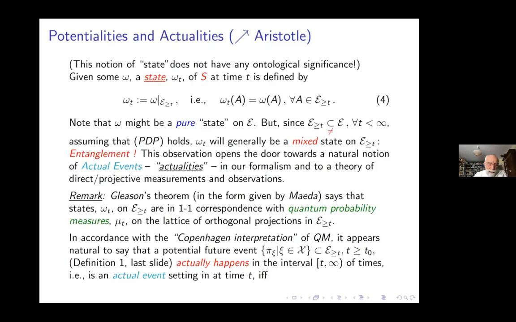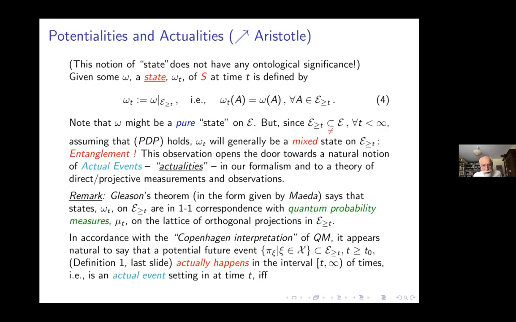But before, I would like to add a remark. Gleason's theorem, in a form that was generalized by the Japanese, says that states ω_t on these algebras E_≥t, which I want to be von Neumann algebras, are in one-to-one correspondence with quantum probability measures μ_t on the lattice of orthogonal projections in these algebras. And I think these quantum probability measures really do have a good physical meaning. So it's a pleasant thing that Gleason's theorem doesn't only hold on the algebra of all bounded operators on a Hilbert space, it holds on very general von Neumann algebras.